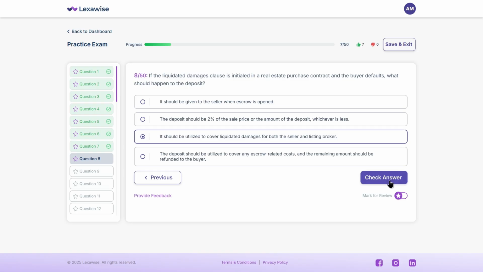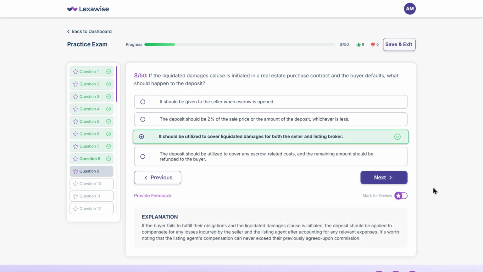The correct answer is C. It should be utilized to cover liquidated damages for both the seller and listing broker. If the buyer fails to fulfill their obligations and the liquidated damages clause is initialed, the deposit should be applied to compensate for any losses incurred by the seller and the listing agent after accounting for any relevant expenses.